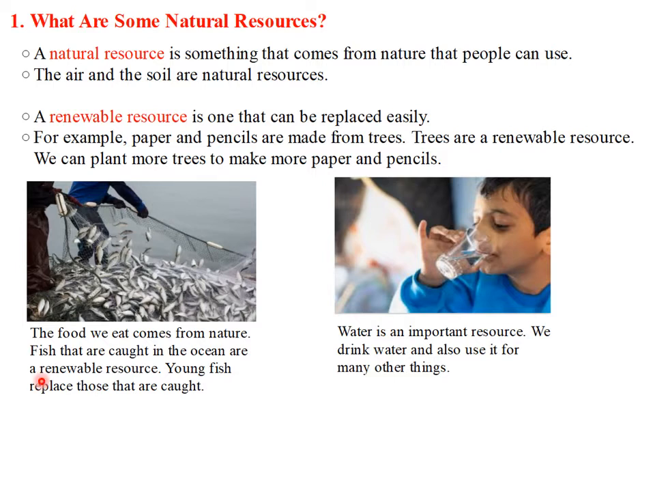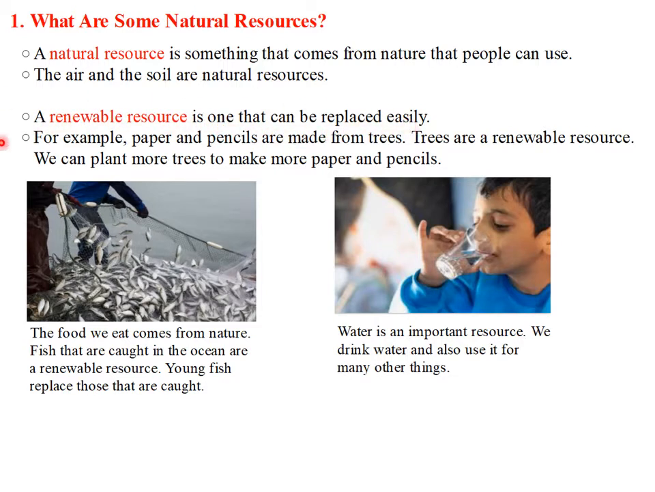By definition, a natural resource is something that comes from nature that people can use. For example, the air we breathe and the soil that crops grow in are natural resources. Now, as we said before, a natural resource can be a renewable resource. What is a renewable resource? A renewable resource is one that can be replaced easily.